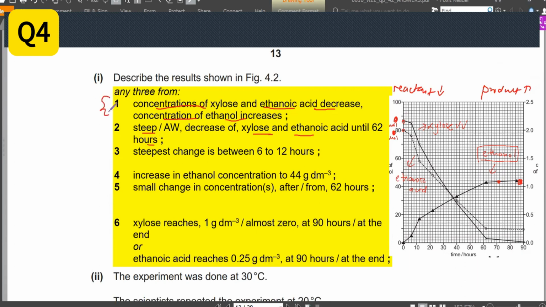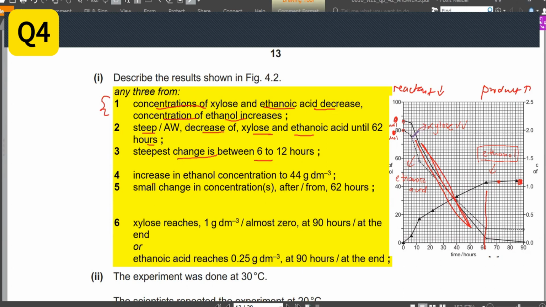So first, this is a general trend. Next, to get more points, we need to go into details. We can mention any of the details that we can identify with numbers. So we quantify the changes, then it is clearer. We can see a steep decrease up to this point here, very steep decrease. It means the rate of reaction is quite fast at this point. The steepest change is between 6 to 12 hours.